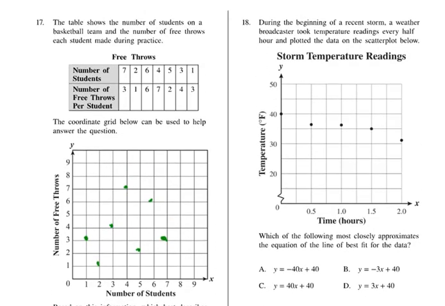For number 18, I again put this into my calculator, but if you're taking a look at it, first of all, it's going down, which means you can get rid of C and D because those have positive slopes, and you're certainly not going down 40 degrees for every hour. So A doesn't make sense. B is your closest one.